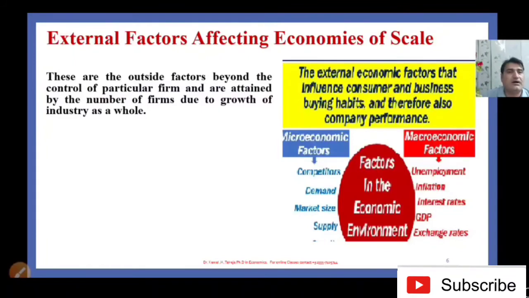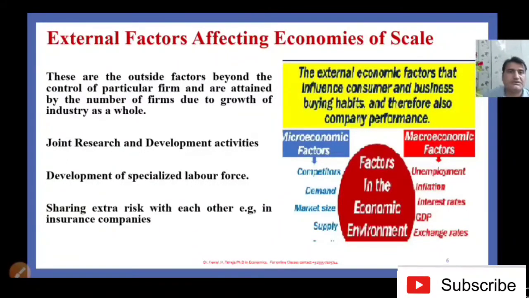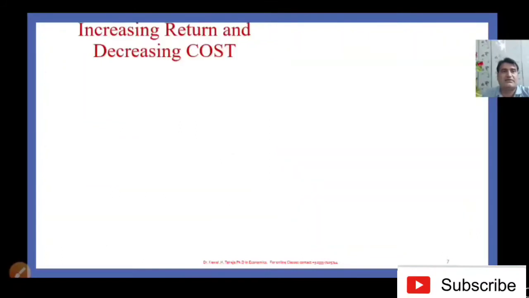These are the outside factors beyond the control of a particular firm, and are attained by a number of firms due to growth of the industry as a whole. So joint research and development activities, development of a specialized labor force, sharing extra risk with each other, like insurance companies reinsure themselves with other companies in order to reduce the risk. This is an external factor of economies of scale. And natural climate is also an external factor affecting economies of scale. So these are the internal and external factors which affect the economies of scale.